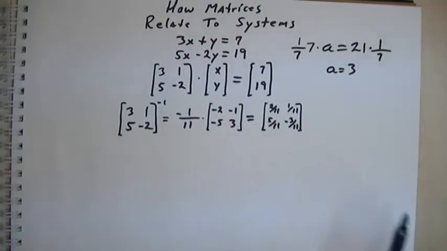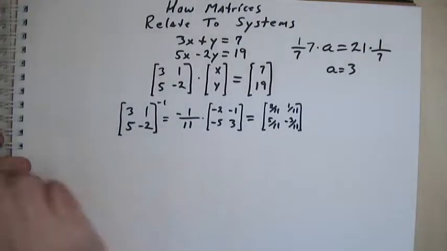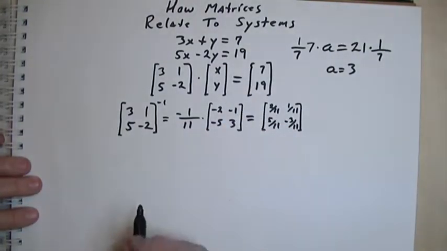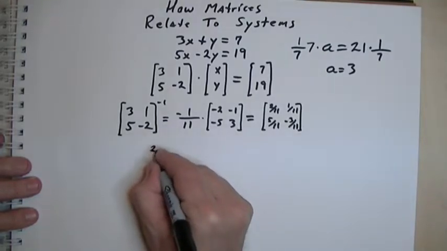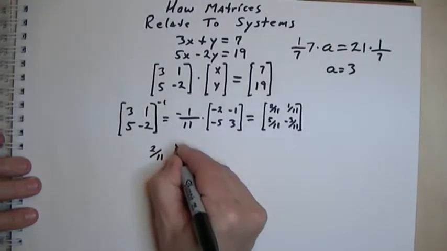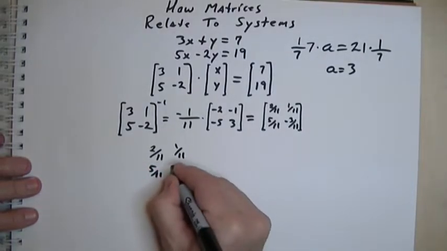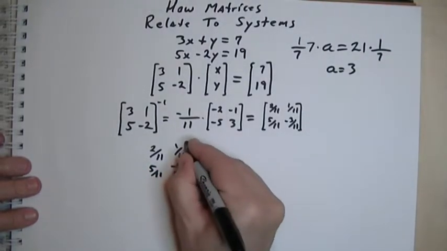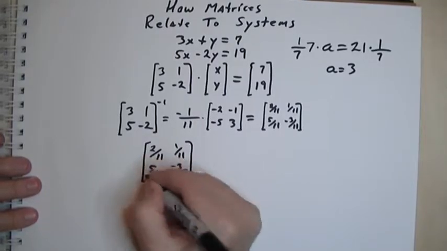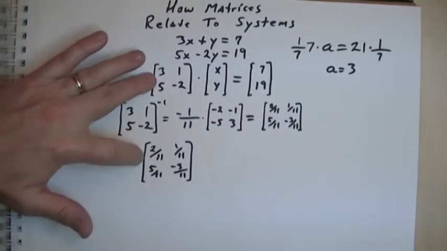Now, it looks like we got a lot of fractions there, and we do, but don't worry about that. Fractions are just numbers, and we can just go on. I mean, there's plenty of ways of doing this math. So let's go ahead and take our inverse matrix and multiply it times this matrix. So I'm going to rewrite it: 2/11, 1/11, 5/11, negative 3/11. This is our inverse of this matrix up here.